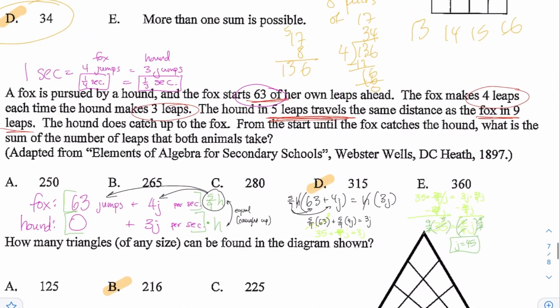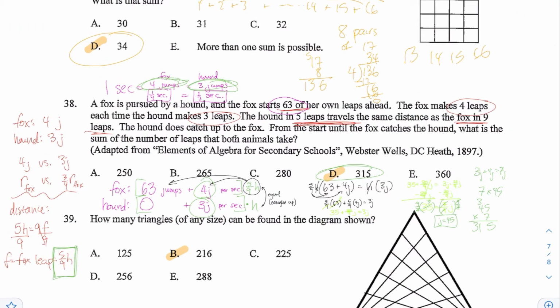So once you know that j is equal to 45, you can see that the fox will jump 4 times that, and the hound will jump 3 times that. So 3j plus 4j is equal to 7j. So you just have to do 7 times 45. And when you do 45 times 7, that's equal to 315, choice D. So all in all, they jump 315 times.